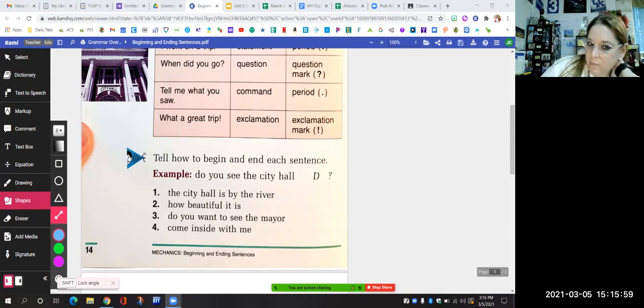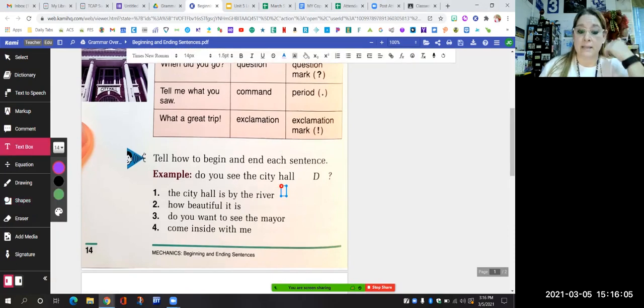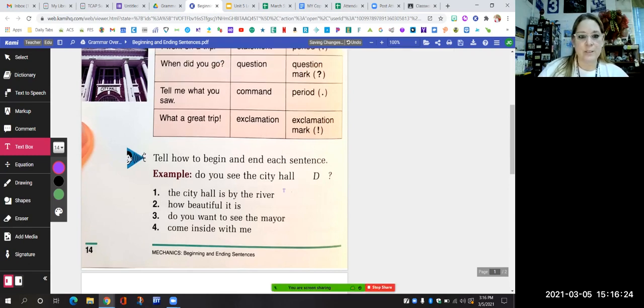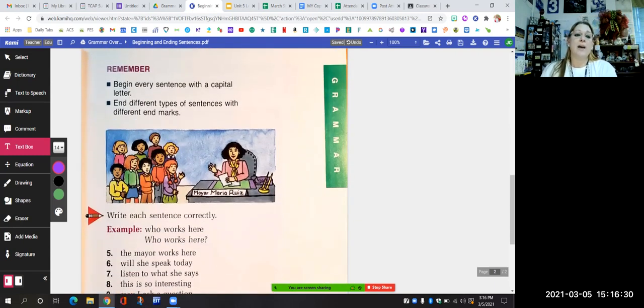So if we look at number 1, the city hall is by the river. Well, I know that my T is going to need to be capitalized because that's the first letter of the sentence. I'm going to put a capital T, and then it is just a declarative statement. It's just telling me something, and declarative sentences end with a period. So I'm just going to put a period there. So you're going to do the same thing for 2, 3, and 4. So remember, guys, that you have to begin every sentence with a capital letter, and you have to end with one of the different types of end marks for the different sentences.